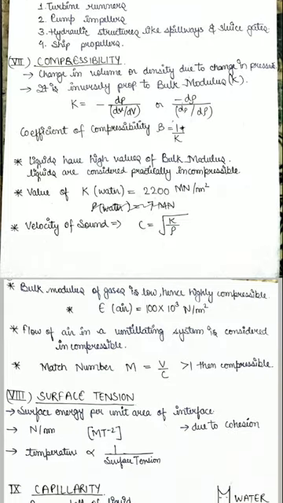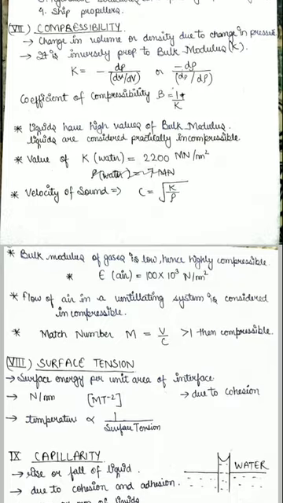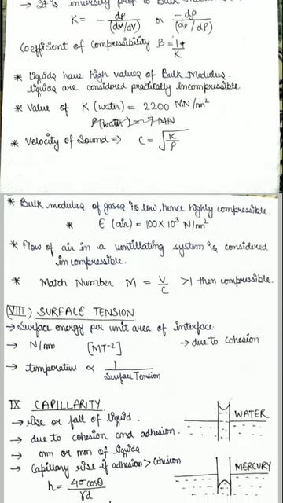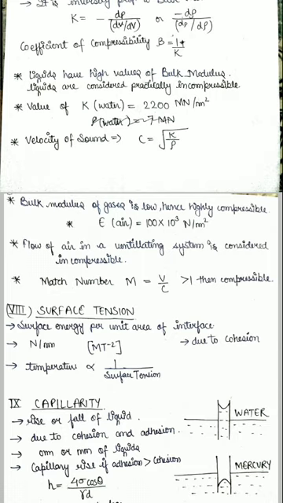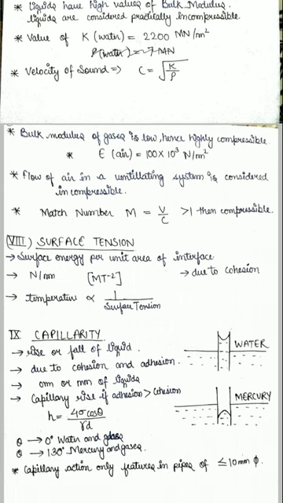Compressibility. Change in volume or density due to change in pressure. It is inversely proportional to bulk modulus. Coefficient of compressibility is given by beta equals 1 over K, 1 over bulk modulus. Liquids have high values of bulk modulus. Liquids are considered as practically incompressible. Value of K for water is 2200 MN per meter square. Velocity of sound C equals square root of K over rho.